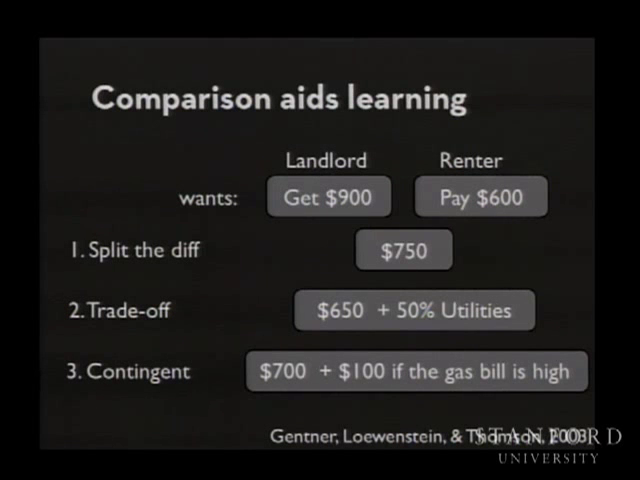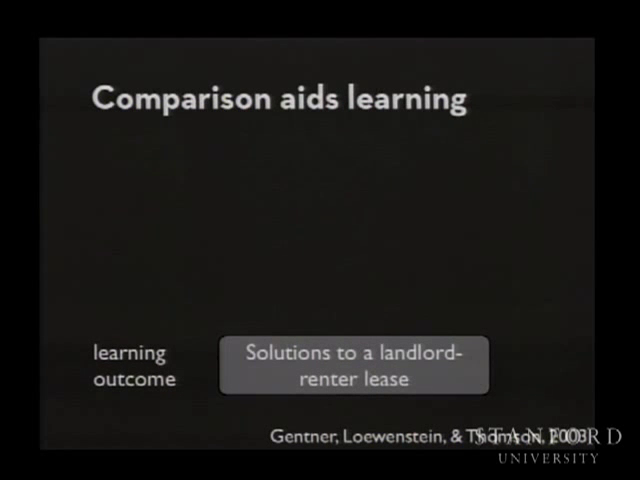Another strategy is the contingent contract, where the solution depends on some future event. So the agreement might be, go ahead and pay $700, but then you pay another $100 if the gas bill goes over a certain level. If the gas bill goes over $200, then you're going to pay $100 more than the rent that we've agreed upon. So again, it's this more nuanced negotiation. So these are the three possible types of strategies that could be offered in these landlord-renter lease problems.